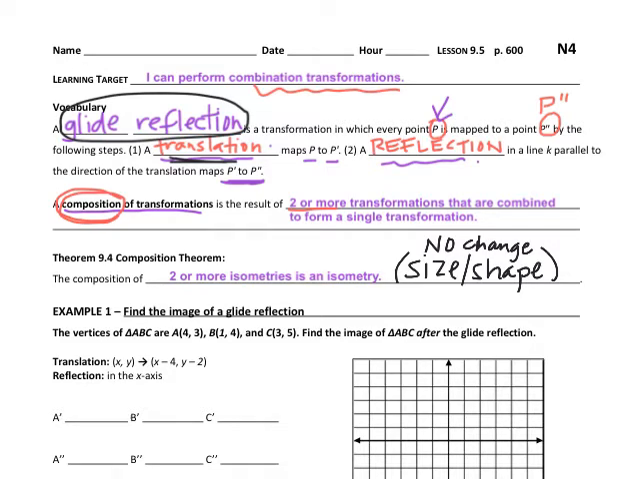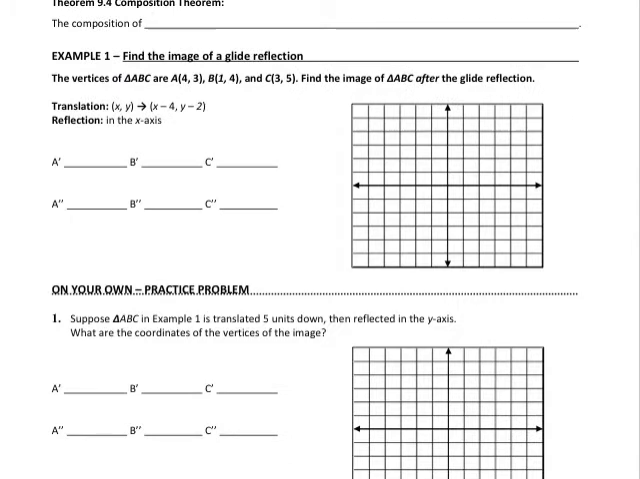We're going to go ahead and take a look at example number 1, where we are going to perform the glide reflection. Here we see that the vertices of the original triangle ABC are (4, 3), (1, 4), and (3, 5). To get A prime, B prime, and C prime, I need to translate, and using the translation rule that I'm given here, I need to translate the figure to the left 4 units and down 2 units.